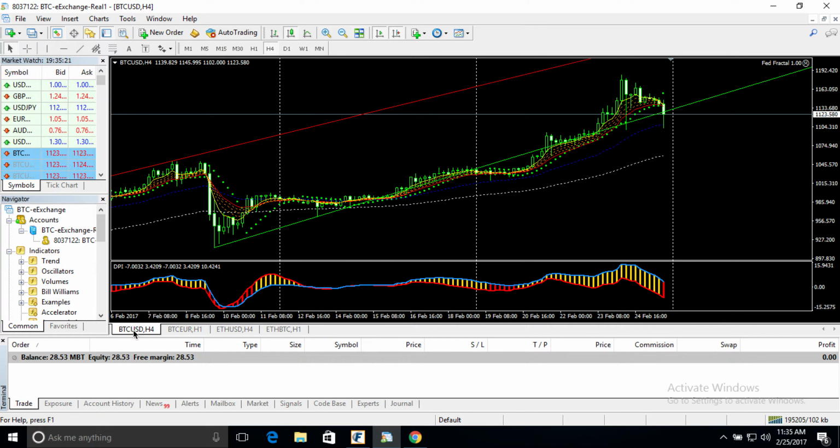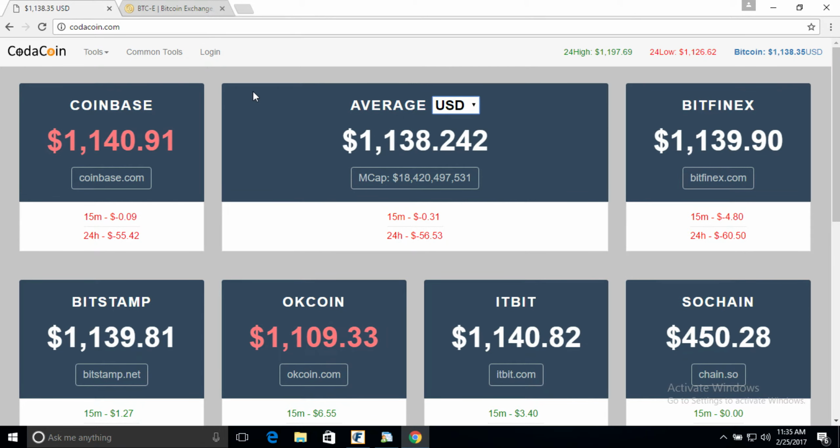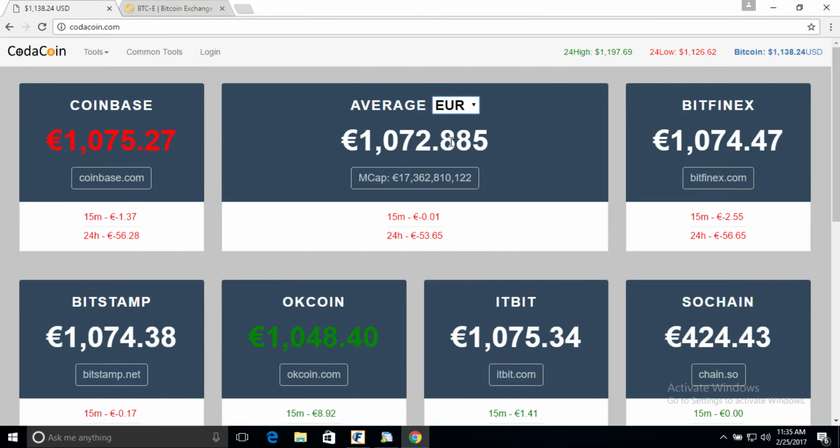So typically when you're on a website and you see the value of Bitcoin, it's implied that that's relative to the US dollar. So on a site like codacoin.com, you'll see the value of Bitcoin listed here, and that's in relation to the US dollar. The nice thing about this site is you can easily change it to other currency pairs. Here's the euro, things like that.